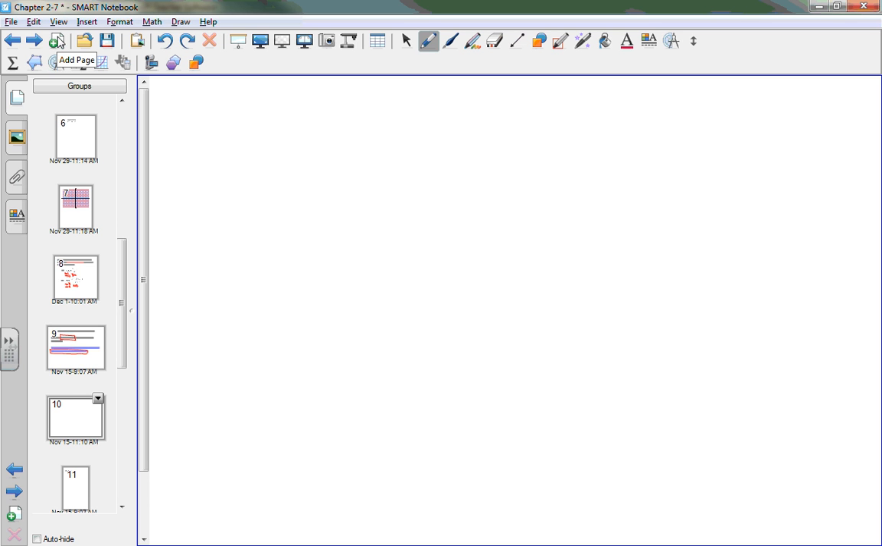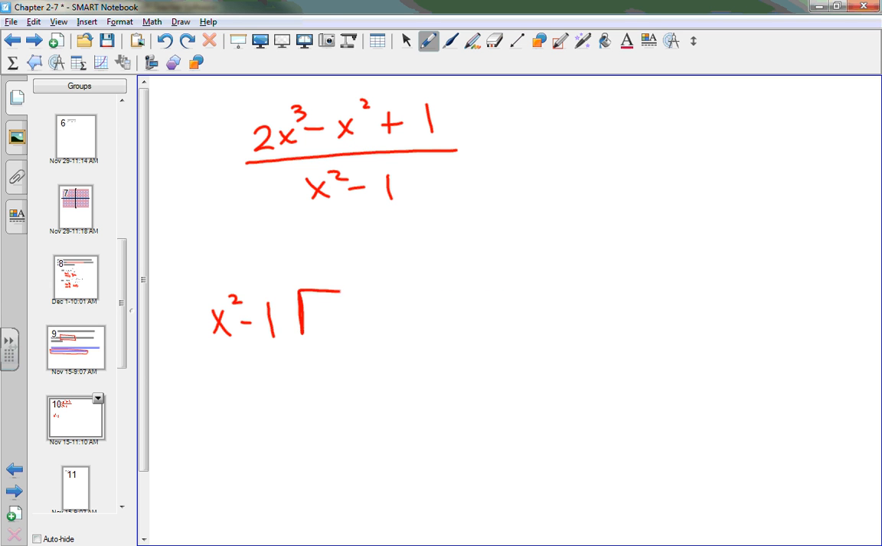If I have 2x cubed minus x squared plus 1, all divided by x squared minus 1, because I need that for something. If I need to do long division, I put this on the outside and 2x cubed minus x squared plus 0x plus 1 on the inside. Do we all see that?